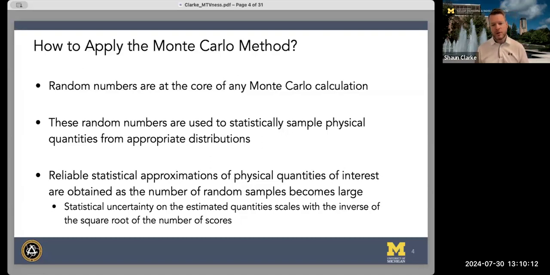So the Monte Carlo method, the quality of that estimate relies on the number of samples that one performs. So you can see the reliability of the estimate is increased only as the number of samples becomes large. So it's not sufficient to just do some random sampling. One needs to do a large number of random samples so that the reliability of the estimate can be high.